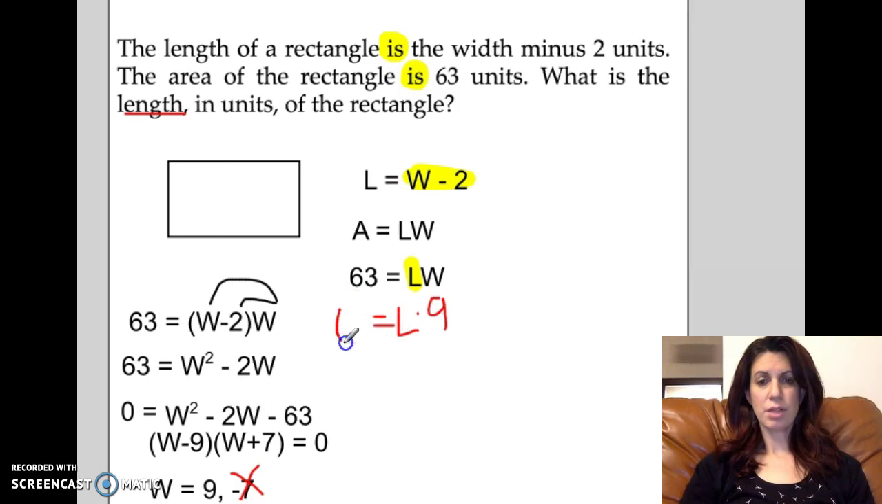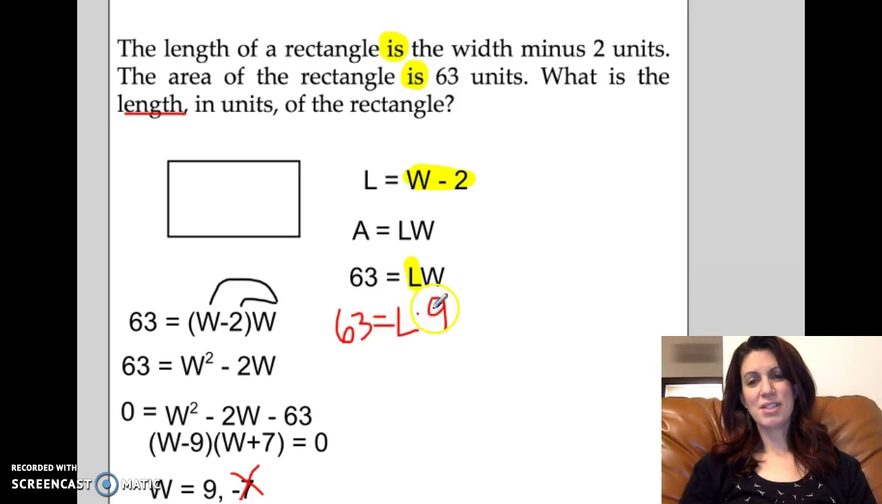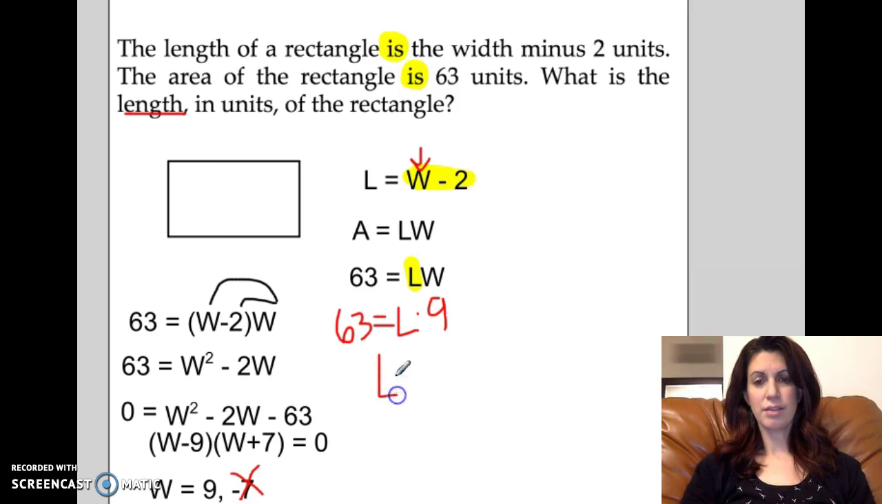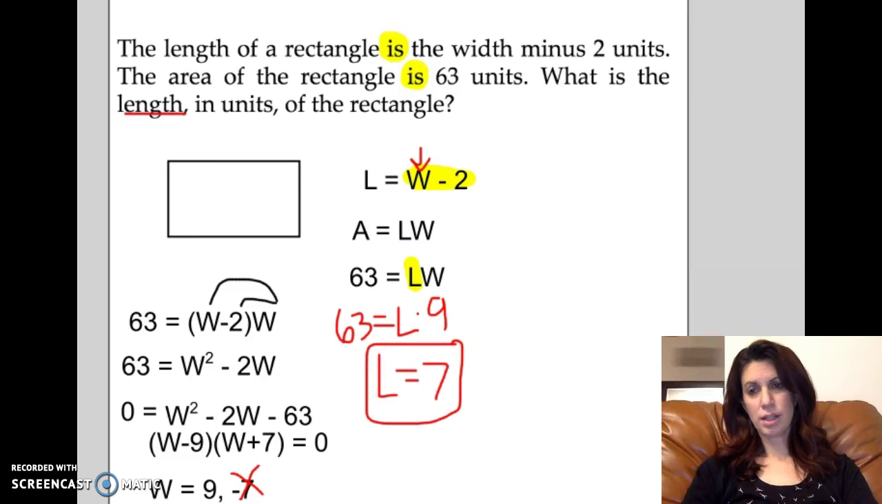So 9 times what number gives you 63? 7 times 9 gives you 63. We could also plug 9 in here for W. 9 minus 2 is 7. So the length is 7. Okay, so that should be your final answer. The length is 7. Let's look at another example.